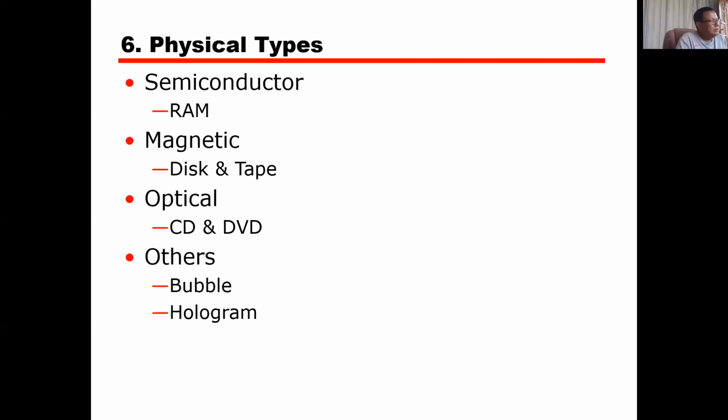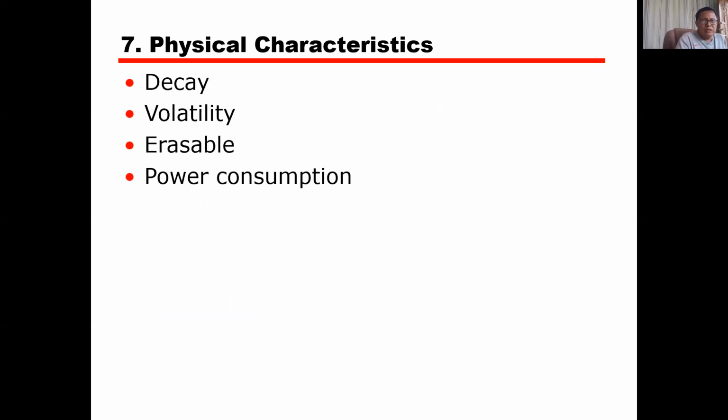So it's semiconductor now. RAMs nowadays are semiconductors. We don't have magnetic tapes. We still have optical DVDs, but we use USBs and SSDs. Physical characteristics: decay and volatility. What do we mean by decay? How long after data is applied will data be lost? Volatility is whether it requires power to maintain storage or not. For example, hard disks and SSDs are non-volatile because even without power, they retain the values stored in them. But RAM is volatile because without power, the value in the RAM is lost.